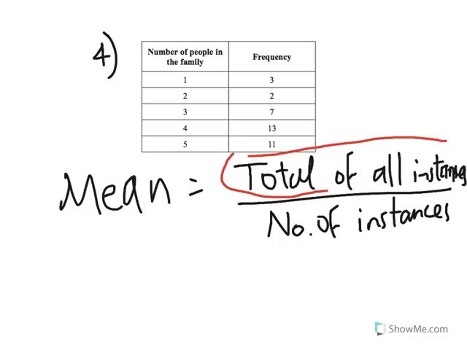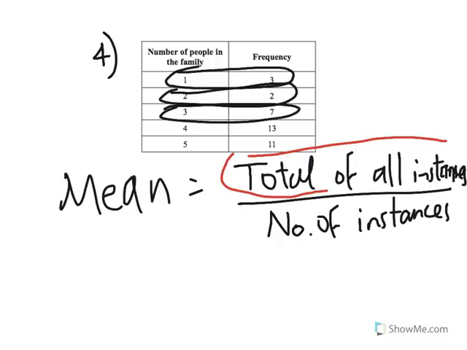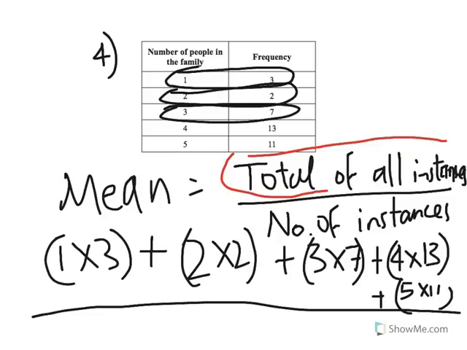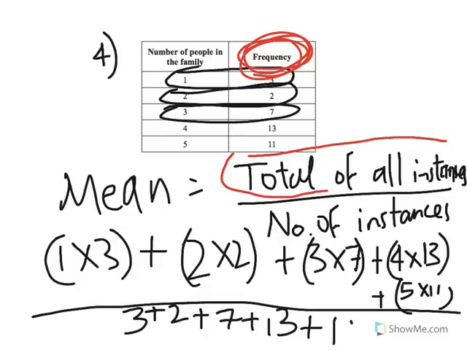Now in this case, we're being asked to find the mean of families. So to find the total of all the numbers of people in the families, all we've got to do is multiply each number of people by each frequency and add them all together. So we're going to get 1 times 3 plus, I'll just fill in the rest, plus 3 times 7 plus 4 times 13 plus 5 times 11, all over the number of instances. Now what is the number of instances? The number of instances is nothing but the frequency, so it's adding all of the frequencies: 3 plus 2 plus 7 plus 13 plus 11.